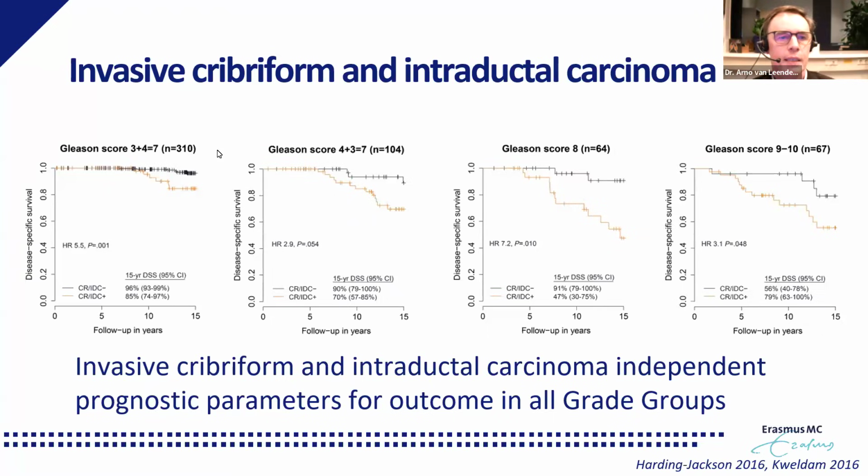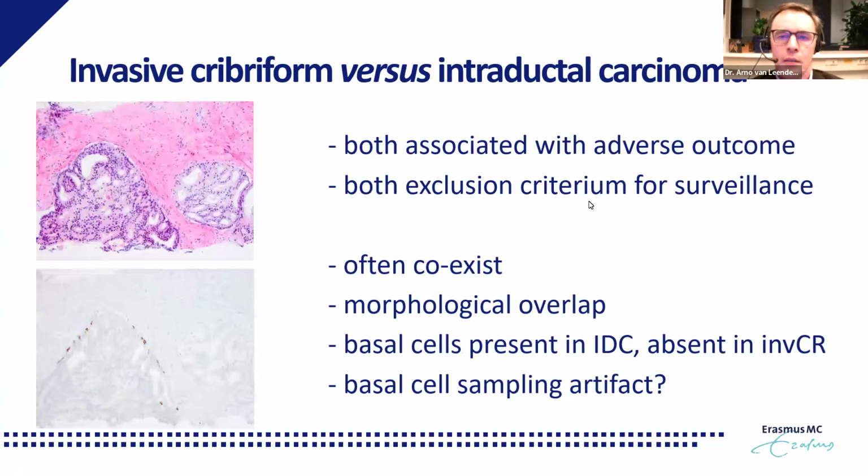Well, it is clinically most important, of course, in the grade group 2 patients, the 3+4 patients in biopsies. Actually, we found that invasive cribriform and intraductal carcinoma is prognostic in all Gleason score groups, even in Gleason score 9 and 10s. So many studies have been going on invasive cribriform and intraductal carcinoma. We know they are both associated with adverse outcome, both considered an exclusion criterion now for active surveillance.